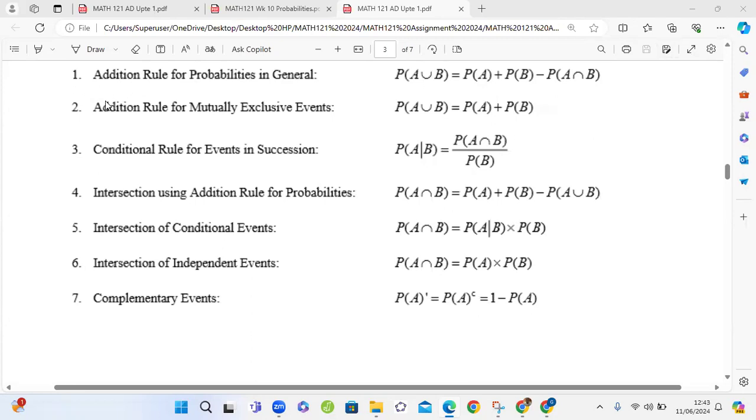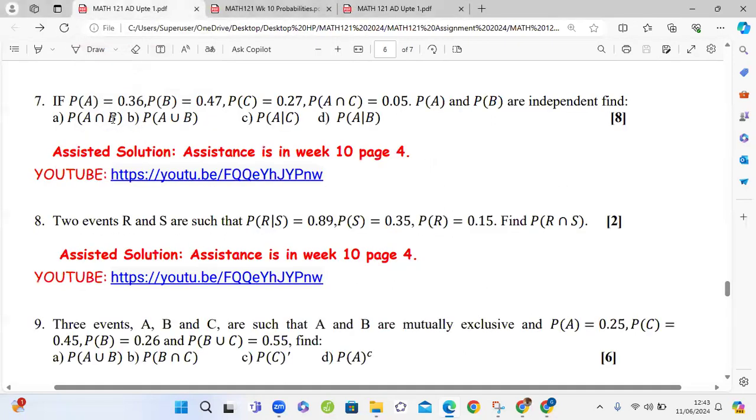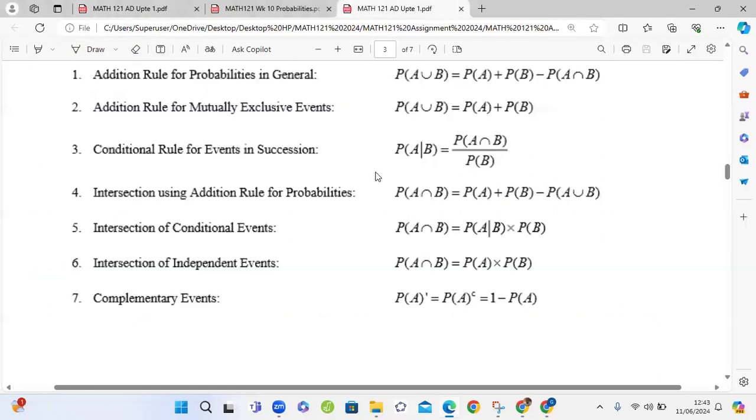Now, the question says to find the intersection of A and B. Let's check it out. A intersect B. There are 3 formulas for intersection, 4, 5, and 6. You only use 4 for addition rule. You only use 5 for conditional events, events with that vertical line. And you use 6 for independent events. So if the question mentions independent events, then you can use formula number 6.